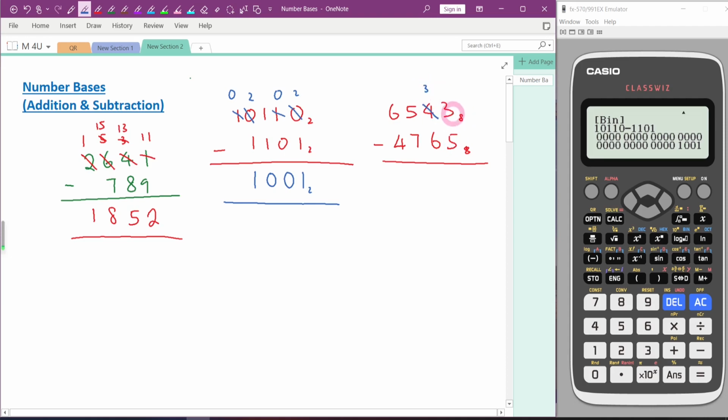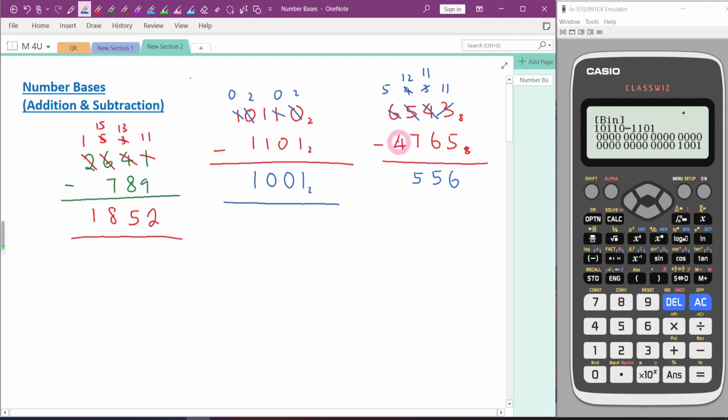It becomes 3, and 3 plus 8 because this is base 8. So 3 plus 8 will become 11. 11 minus 5, you get 6. And 3, again, 3 cannot minus 6, so we have to borrow from here. Okay, so 3 plus 8, it becomes 11. 11 minus 6, you get 5. Okay, so again, 4 cannot minus 7, we borrow from here, it becomes 5. And 4 plus 8, it becomes 12. 12 minus 7, you will get 5 as well.